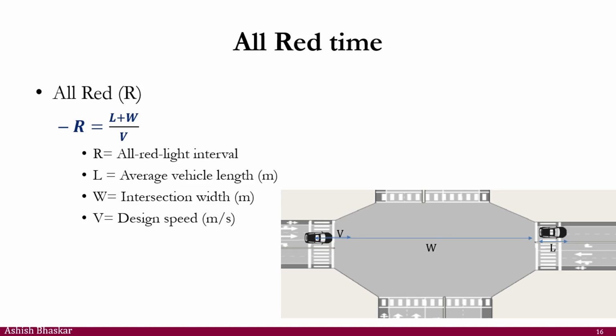All red time is pretty simple. You are giving all red time so that any vehicle which just entered the intersection at the start of the red should be able to clear that intersection. So it is length plus width divided by the speed that you have designed. Again, you might have different design speeds. I can have a different design speed for through, and a different design speed for left and right. Again, it's totally your engineering judgment or engineering value you specify. But it again depends on the road geometry.